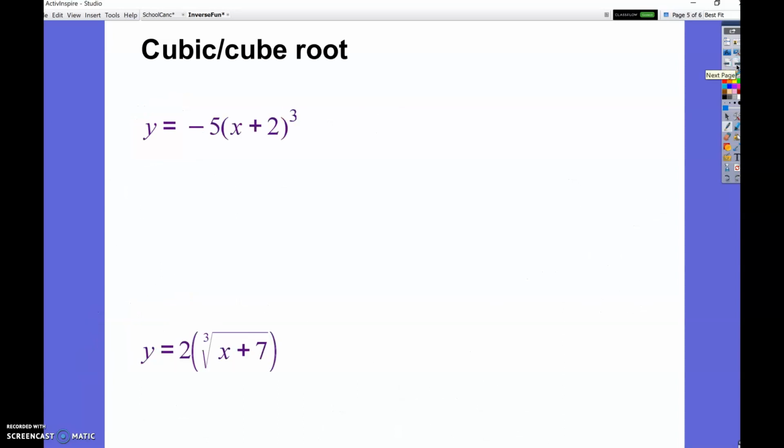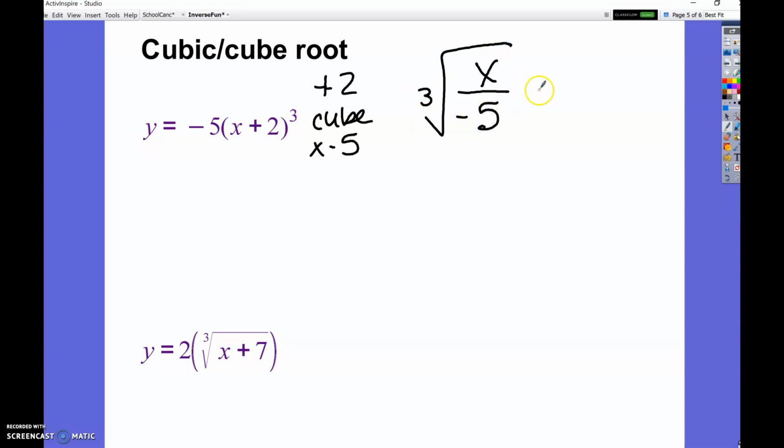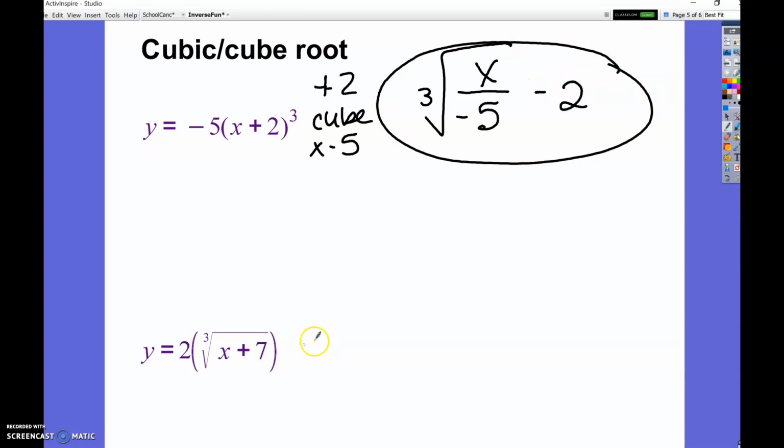All right, cube root. First I would add 2, then cube, then times by negative 5. So add 2, cube, and then multiply by negative 5. So I'm going to take my x and divide by negative 5, and then cube root, and then instead of add 2, I would subtract 2. So there's my inverse.